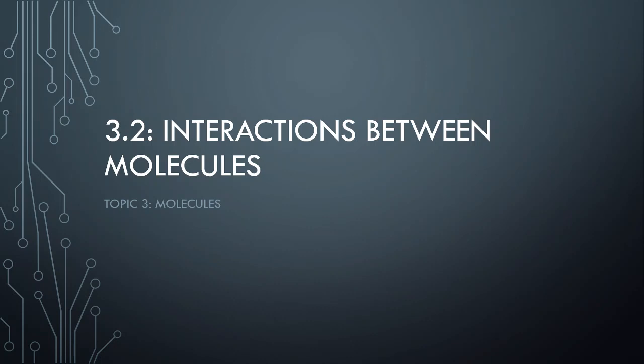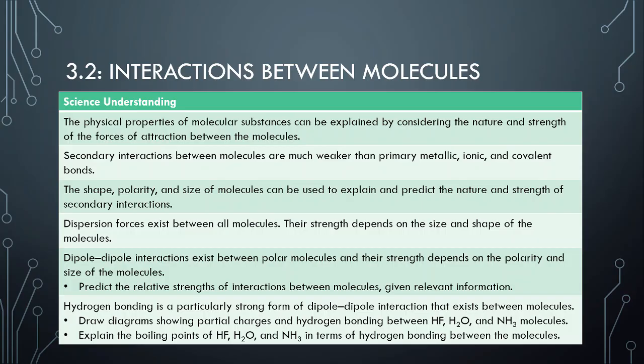Alright, welcome to part 2 of 3.2 interactions between molecules. Now we will be looking at the bottom three boxes there. So dispersion forces, which exist between all molecules. Their strength depends on the size and shape of the molecules. And dipole-dipole interactions. They exist between polar molecules and their strength depends on the polarity and the size of the molecules. Predict the relative strength of interaction between molecules given relevant information.